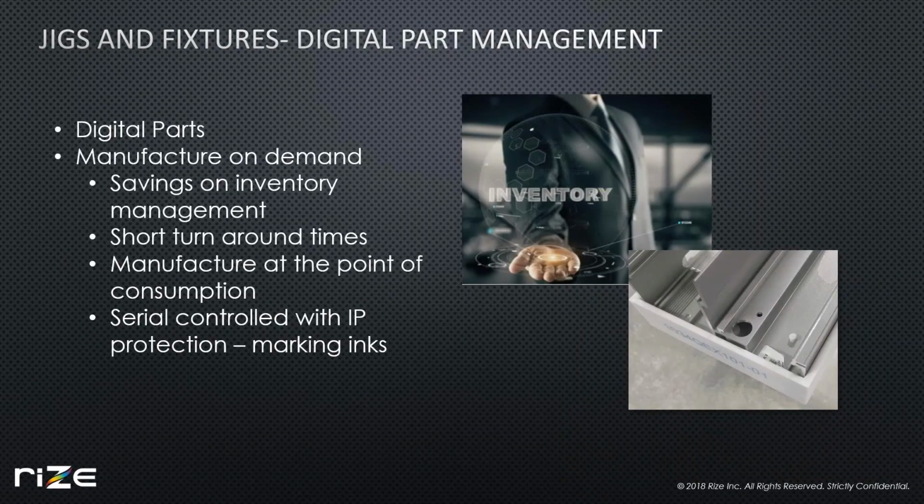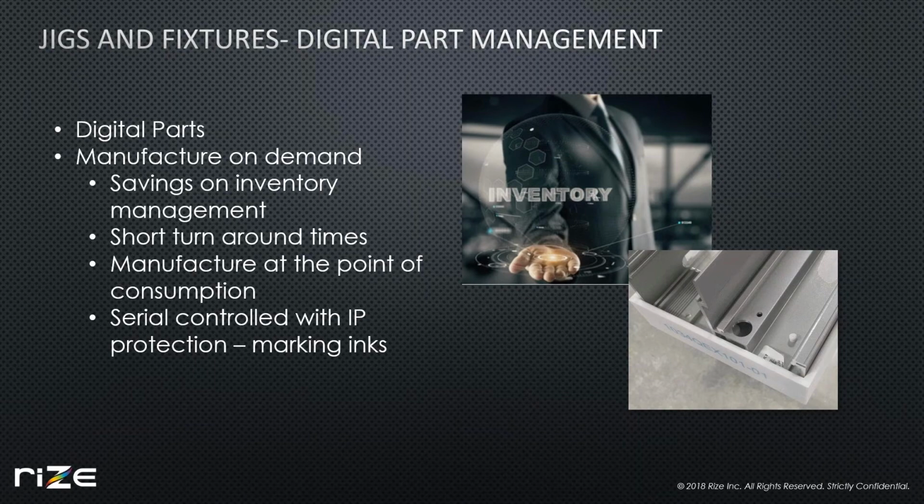There's another use case we are seeing, whether you do jigs and fixtures or any number of parts, which is digital part management and manufacturing on demand. This allows you to save on inventory management, with short turnaround times with RIZE. You can manufacture at the point of consumption and have serial control with IP protection and marking inks. And we all know that anytime you have a part in inventory, it's very expensive just to manage it and maintain it.